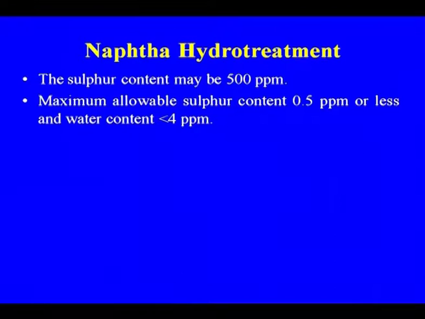The sulfur content may be as high as 500 ppm depending upon the type of crude oil which you are processing. If the crude oil is heavier, the sulfur content will be high. If you are having low sulfur crude oil, then the sulfur content will be lower. But in any case, our requirement for the sulfur content in the final naphtha going to the catalytic reformer is 0.5 ppm or less, and water content less than 4 ppm.